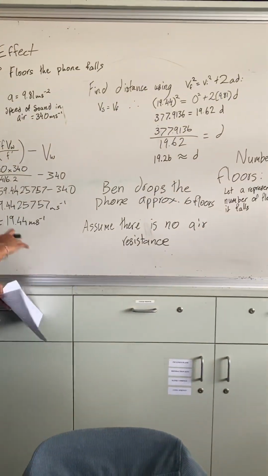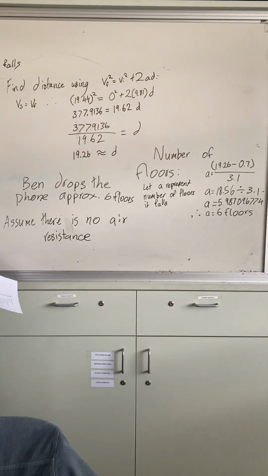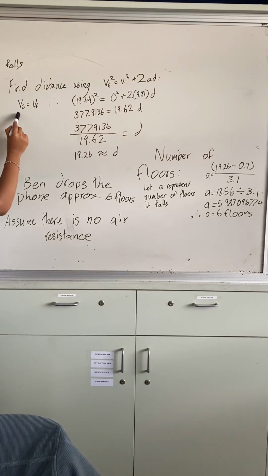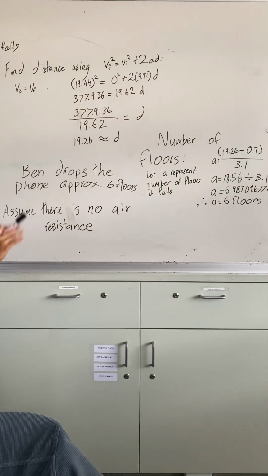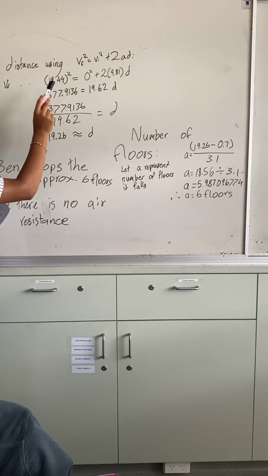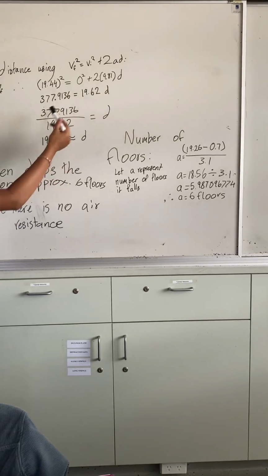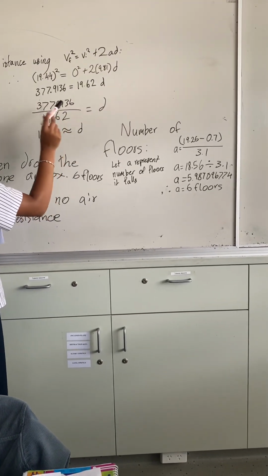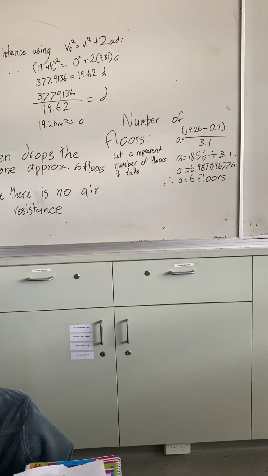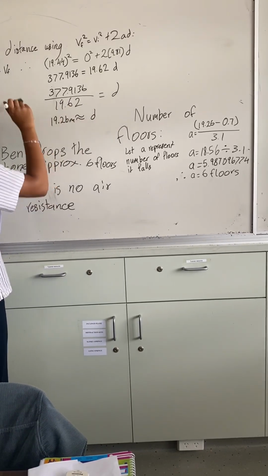Okay? And then step number 2, you're finding the distance using the formula Vf squared is equal to Vi squared plus 2ad. You're assuming that Vs is equal to Vf. Therefore, your formula would be 19.44 squared plus 0 squared plus 2 bracket 9.81 bracket times d. Then you work out the equation to get 19.26 meters is the approximate distance that the phone will fall.